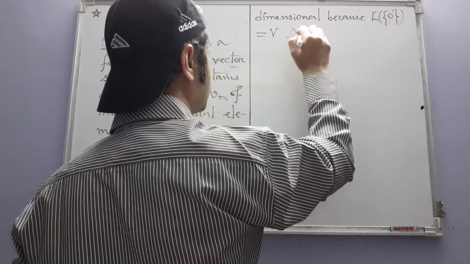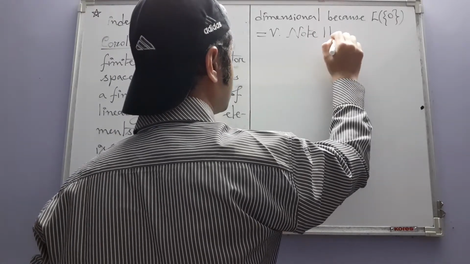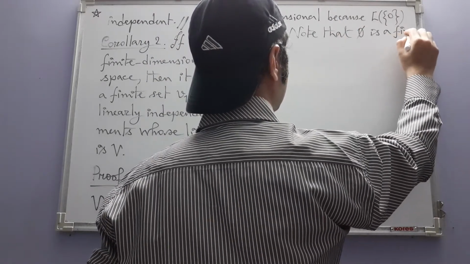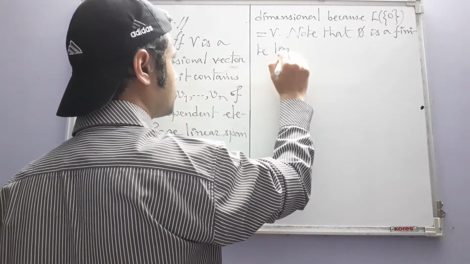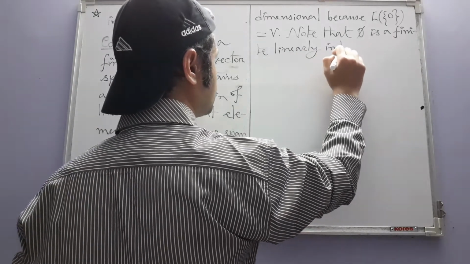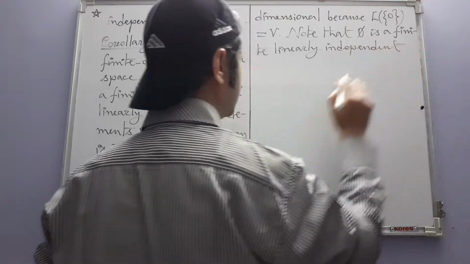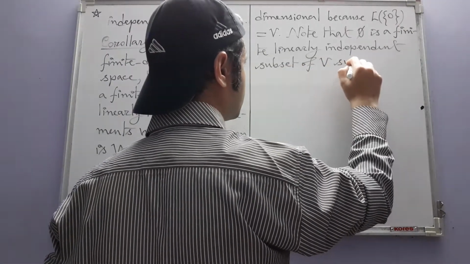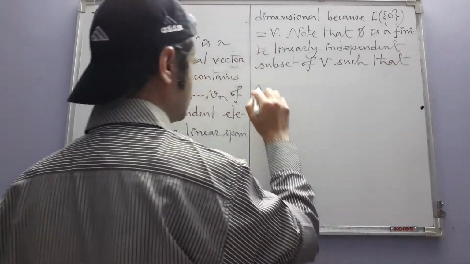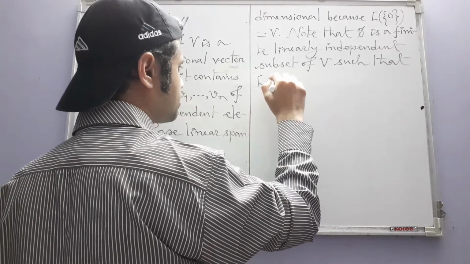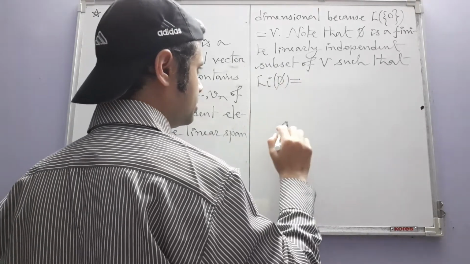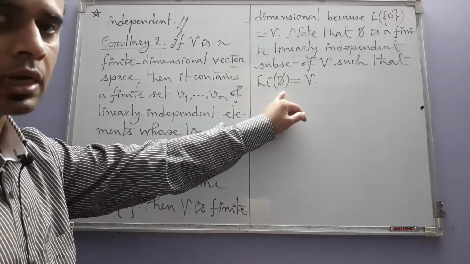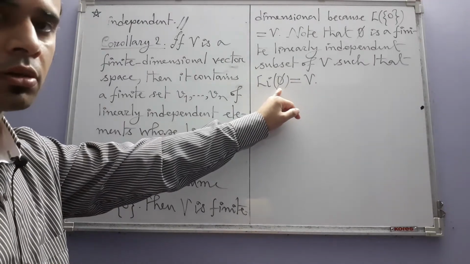Note that the empty set is a finite linearly independent subset of V such that the linear span of the empty set is equal to V. And this linear span is of course our linear span, that single case which is not covered in this text.